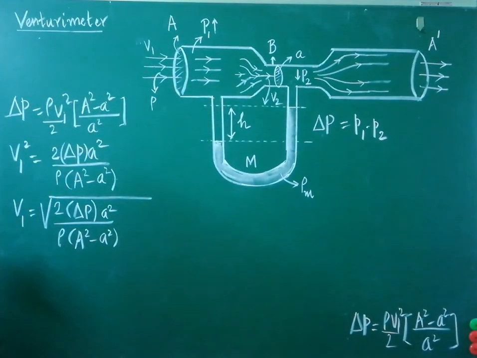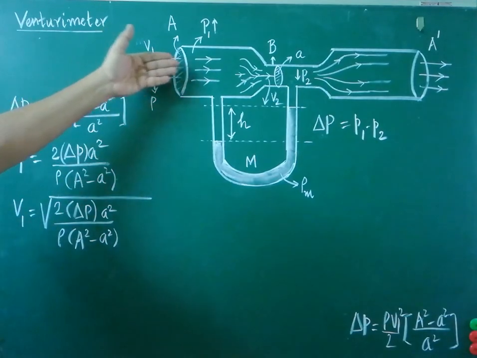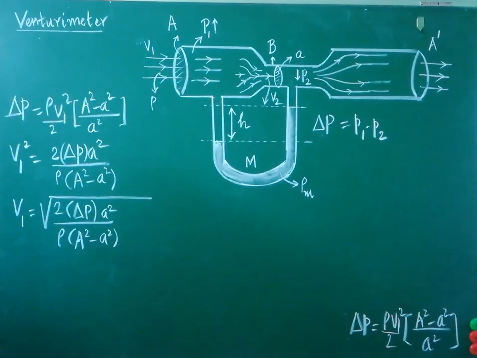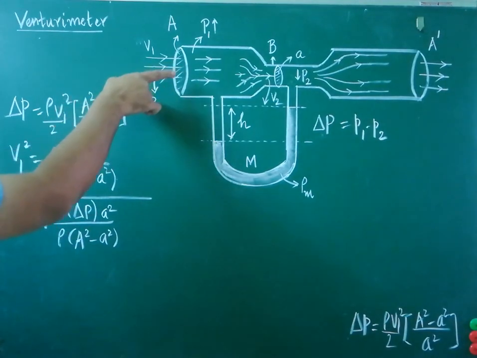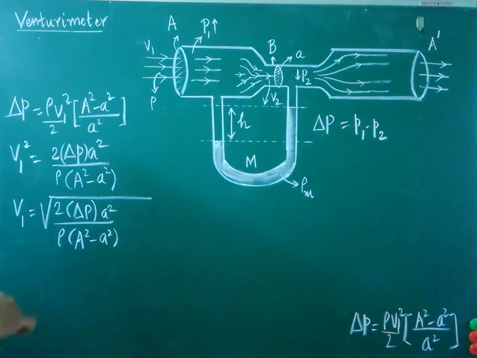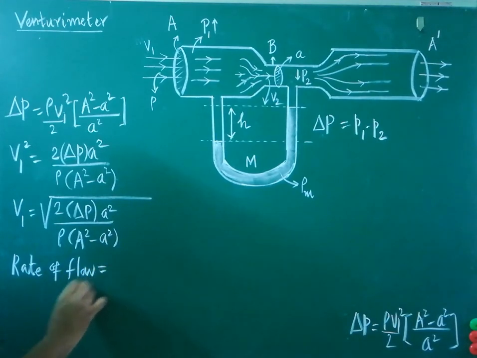Now we have to calculate the volume of the liquid that flows in the end A per second, that is, per unit time. That is called rate of flow. What is rate of flow? Rate of flow is nothing but the volume of the liquid that flows through the end A per unit time. For that, what is the formula? Here what is the cross section? A. Rate of flow or volume of liquid flowing per second, both are similar. The rate of flow at the end A is to be calculated.